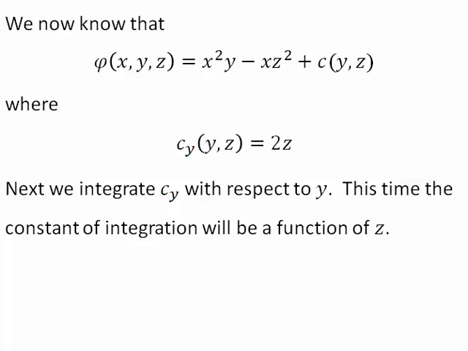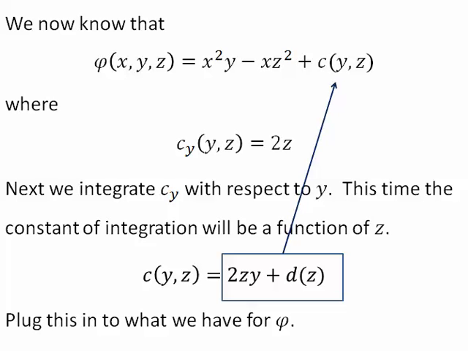Next, we're going to integrate c partial y with respect to y. Now, this time the constant of integration will be a function of z. And the reason for that is c is a function of both y and z. So if I take c partial y and integrate with respect to y, I might have something that is a function of z. All right, so go ahead and integrate c partial y with respect to y, and I get 2zy plus d of z. Now, plug this in for what we have so far for phi.